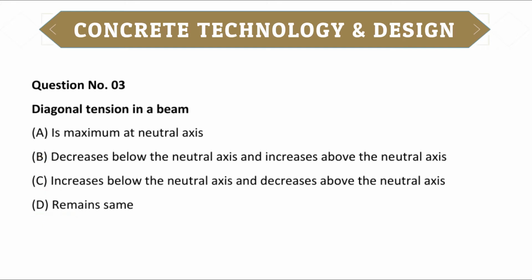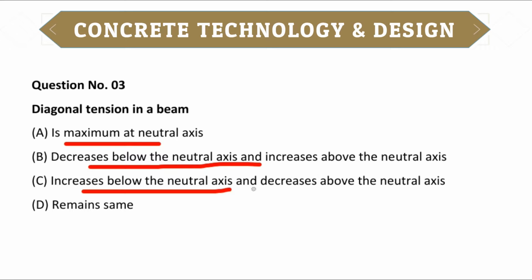So next question, diagonal tension in the beam: option A, is maximum at the neutral axis; option B, decreases below the neutral axis and increases above the neutral axis; option C, increases below the neutral axis and decreases above the neutral axis; option D, remains same. So the correct answer is option C, increases below the neutral axis and decreases above the neutral axis.